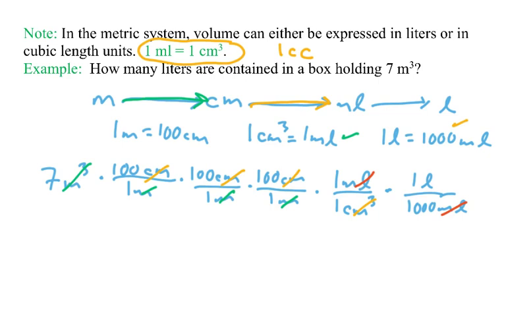Now, the mathematical calculation that I want to do, if you notice all the units are gone except the liters, is that I want to take 7 multiplied by 100, multiplied by 100, multiplied by 100, divided by 1,000.